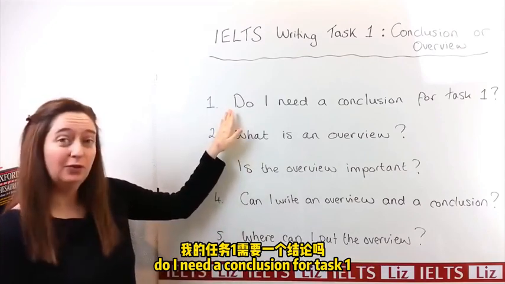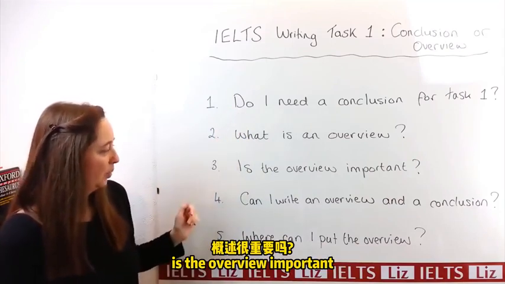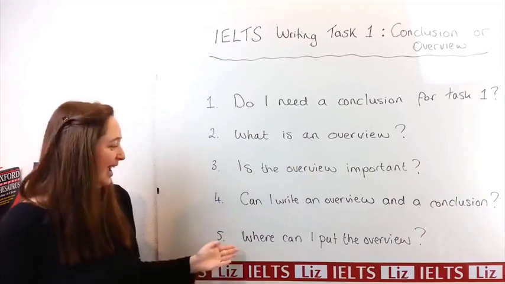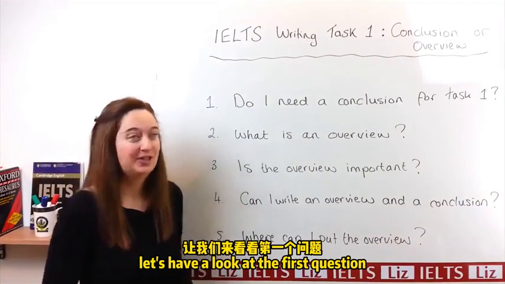Do I need a conclusion for Task 1? What is an overview? Is the overview important? Can I write an overview and a conclusion? And where can I put the overview? Let's have a look at the first question.